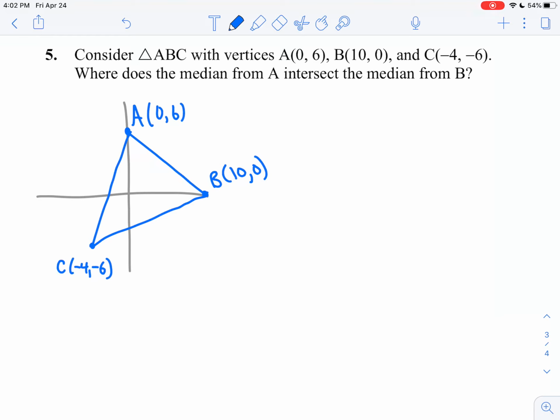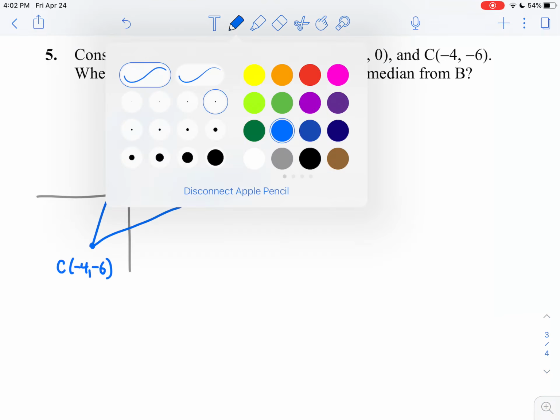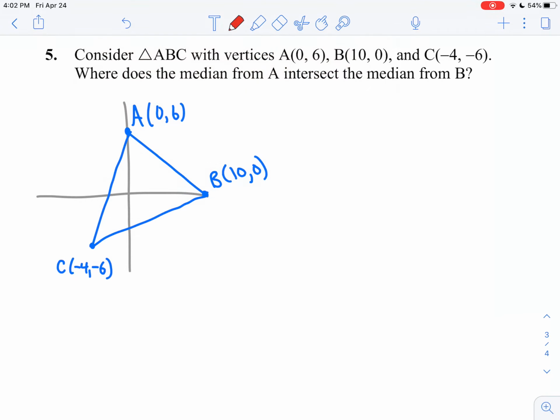All right, where does the median from A intersect the median from B? So just like you guys practiced, you know that a median connects a vertex to a midpoint. So let's go ahead and find the midpoint there. I'll call that one M for midpoint. Negative 4 plus 10 is 6 divided by 2 is 3. Negative 6 plus 0 is negative 6 divided by 2 is negative 3.